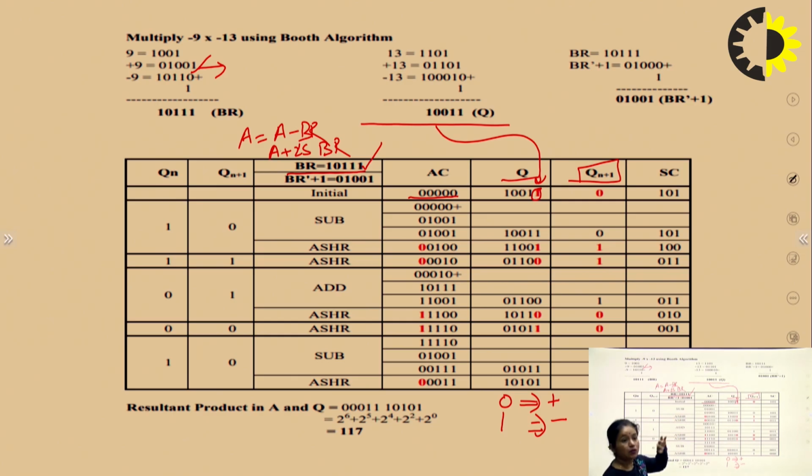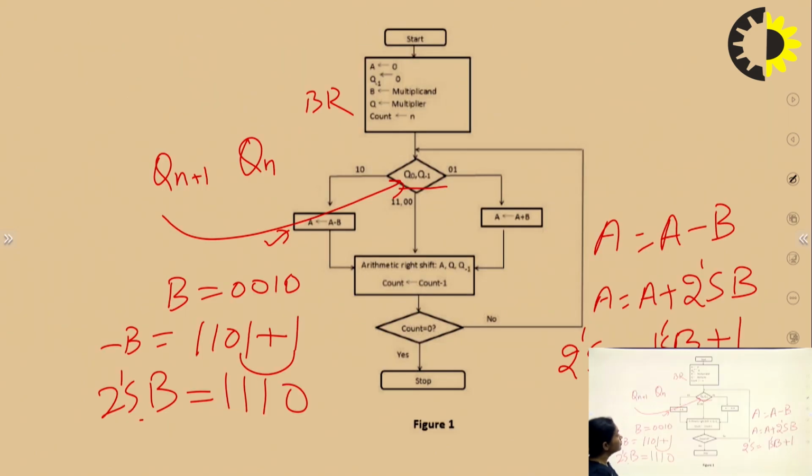So what will we add? 2's complement of B, which is 0 1 0 0 1. So I have added 0 1 0 0 1. It will be equivalent, when I do the addition, to the same value of the QR. Now let's go back. I have done the subtraction. Now what do I have to do?